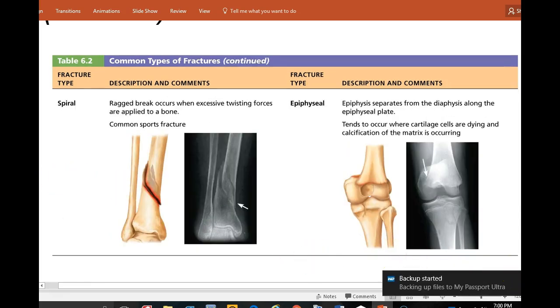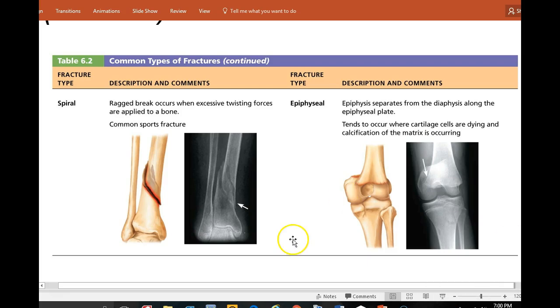Spiral fractures are not uncommon in athletes, particularly soccer players, tennis players sometimes, football players. Generally, people who are torquing or twisting and potentially are hit from the side.